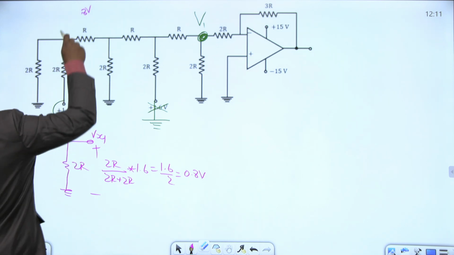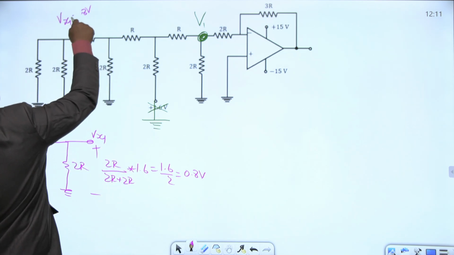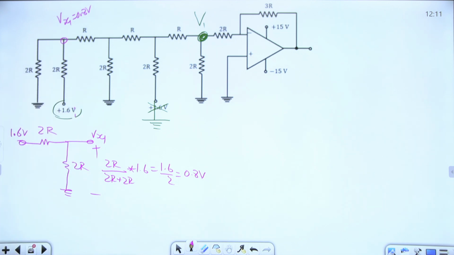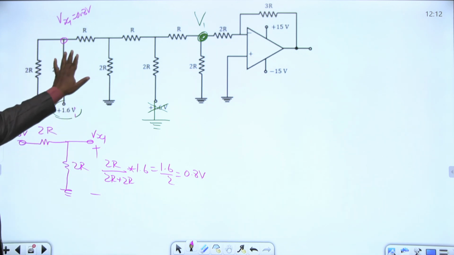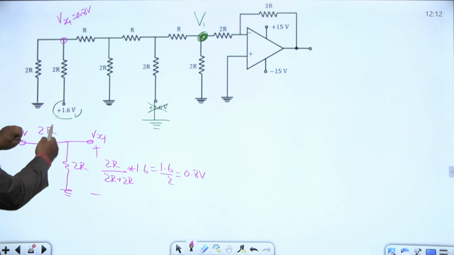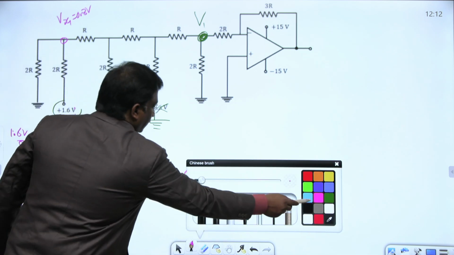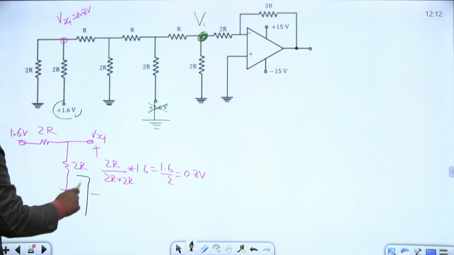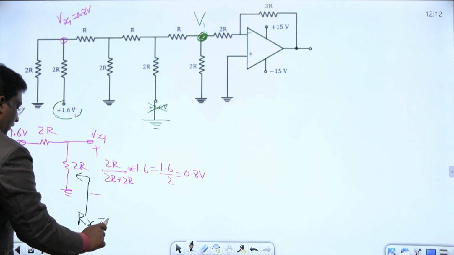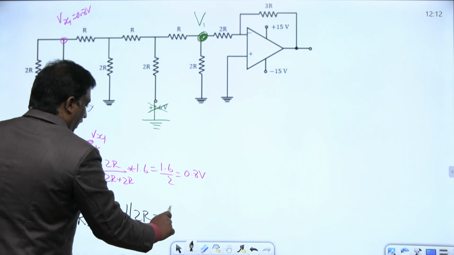Okay, for this Vx1 we got 0.8 volts. Finished. This entire part of the network can be replaced by Vx1. And what is the Thevenin resistance? Deactivate this source. This 2R is in parallel. What is the equivalent resistance? If I look from here, what is the RTH or Rx? Nothing but 2R parallel with 2R, which is nothing but R itself.